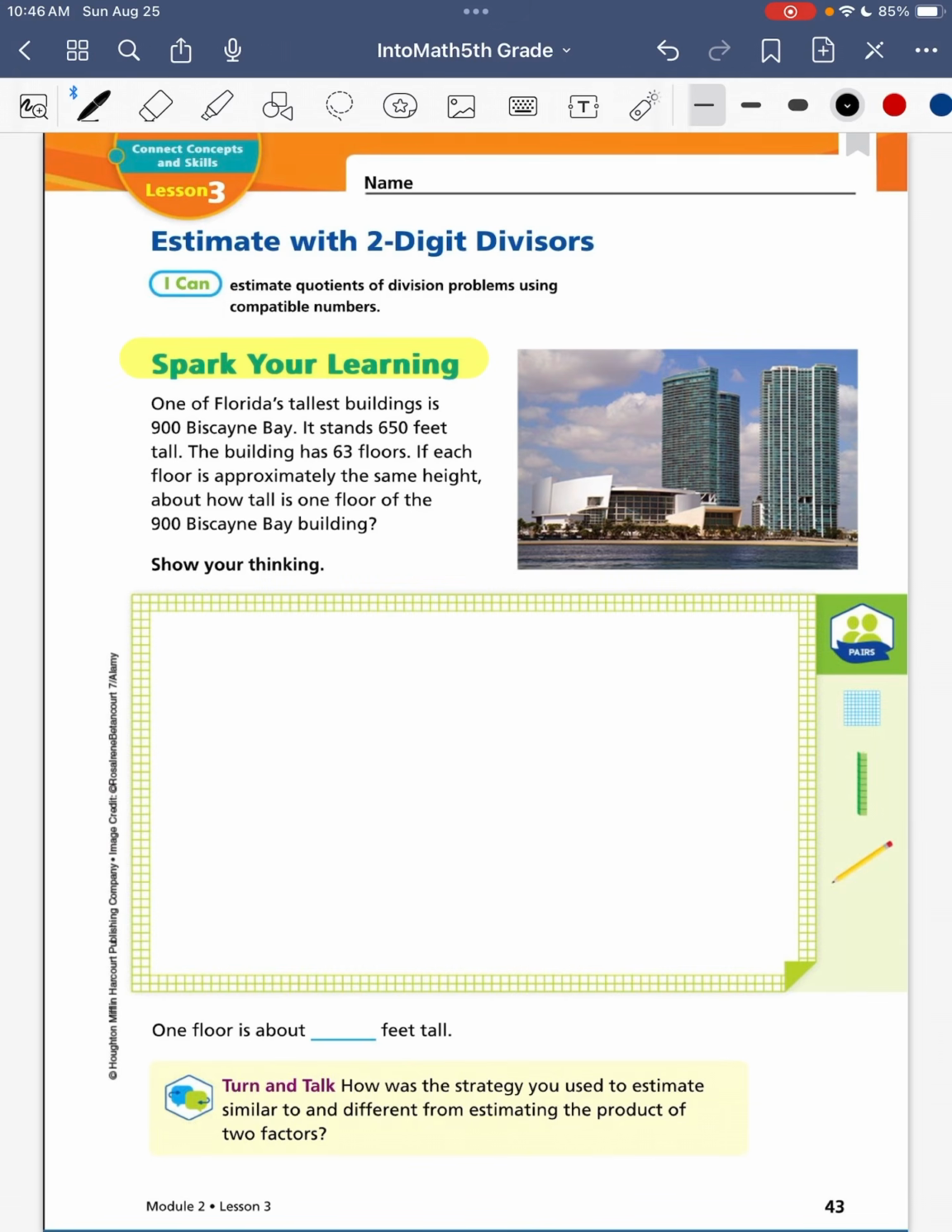Spark your learning. One of Florida's tallest buildings is 900 Biscayne Bay. It stands 650 feet tall. The building has 63 floors. If each floor is approximately the same height, about how tall is one floor of the 900 Biscayne Bay building? Now, first thing we need to note is that 900 is not one of the numbers that we will be dividing by. That just happens to be its address. The two numbers to focus on are 650 and 63 floors.